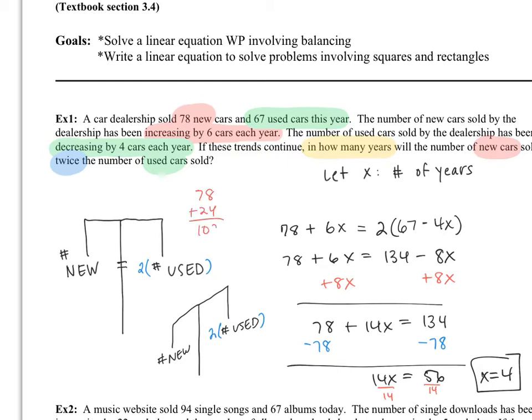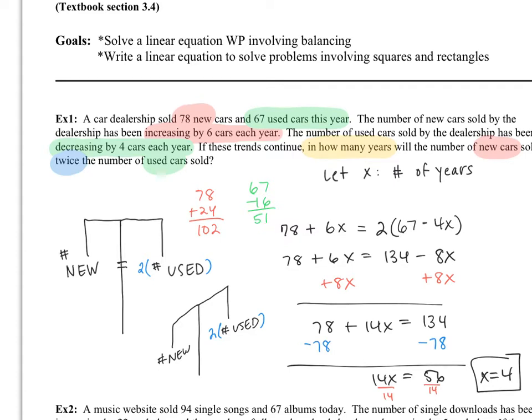And so that would be 102 new cars. So in 4 years, we'll have sold 102 new cars. Now for used cars, remember we're subtracting 4 cars each year for a 4-year period. So that would mean that we're starting at 67 and we're subtracting 16, which would be 51. Notice that 102 is 2 times 51.